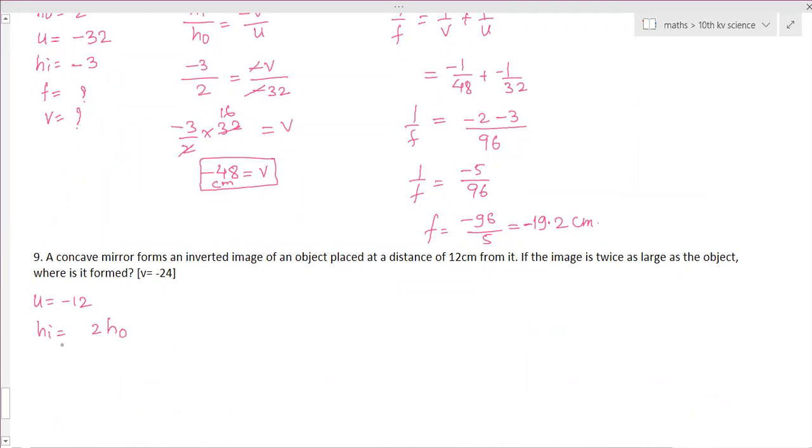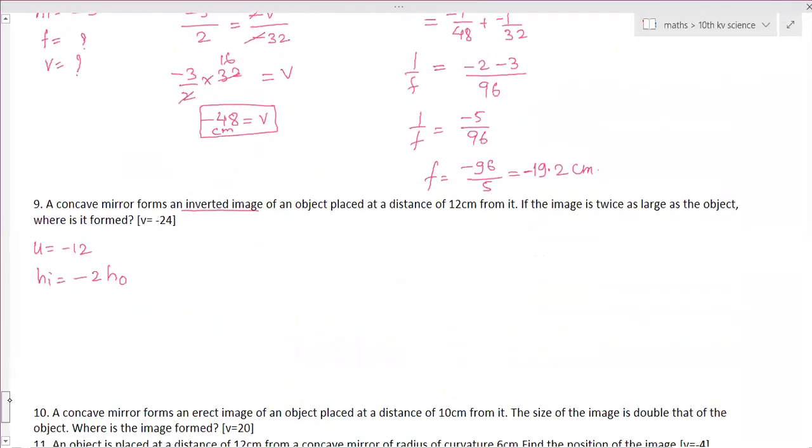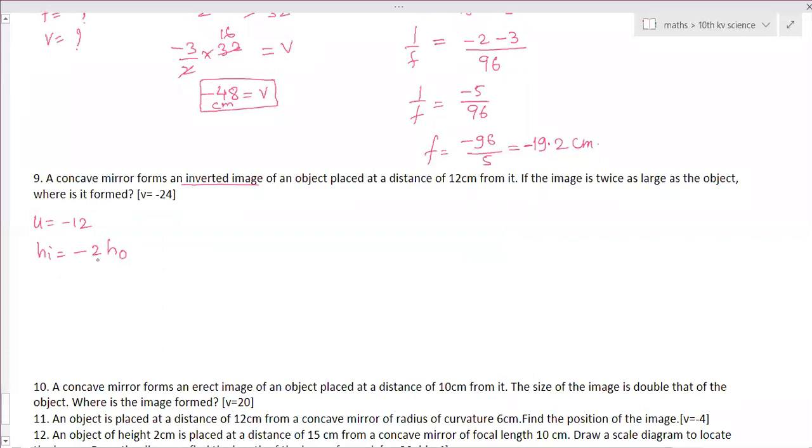Now one thing is whether it is positive or negative. That we have to think, because it can be positive, it can be negative. Here they have given it's an inverted image. So inverted image means positive or negative HI value? Negative. Inverted images are formed below principal axis, so therefore it is minus. So this means HI by HO is equal to minus 2.